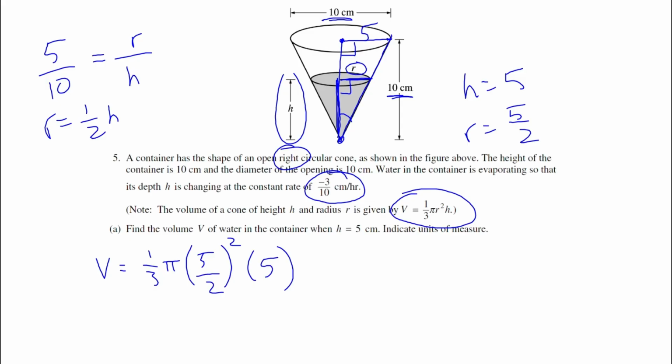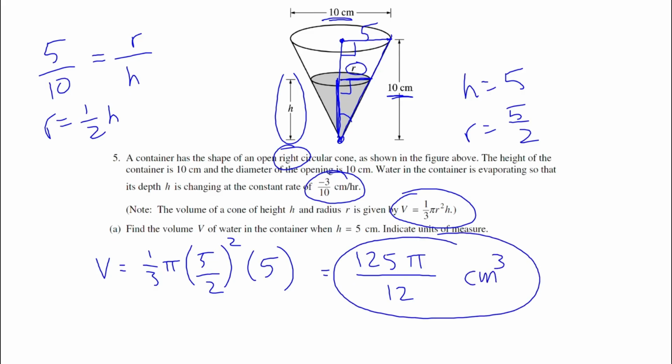And when we multiply all of this out, in the numerator we got a 1 times a pi times 5 times 5 times 5. So we're going to have 125 pi. And in the denominator, we just have a 3 times 2 squared, which is 12. It says indicate units of measure. So these are just going to be centimeters cubed, since we know that the height and the radius are in terms of centimeters. So this is a volume, it'll be centimeters cubed. You just get 1 point here for doing that.